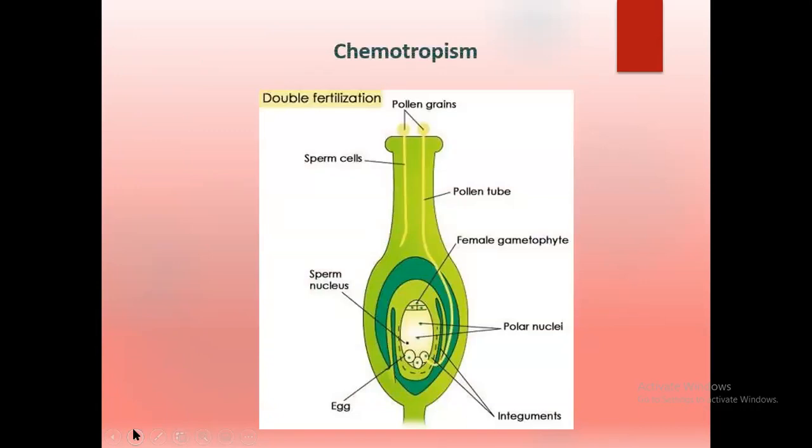This is an example of chemotropism. In chemotropism, the growth of the pollen tube towards the ovule is an example of chemotropism, because in this case, the ripe stigma secretes a liquid, that is a sugary solution, in the style towards the ovary. And this sugary substance acts as a stimulus for the pollen tube, and the pollen tube will move with the sugary solution towards the ovule. So this is an example of positive chemotropism.